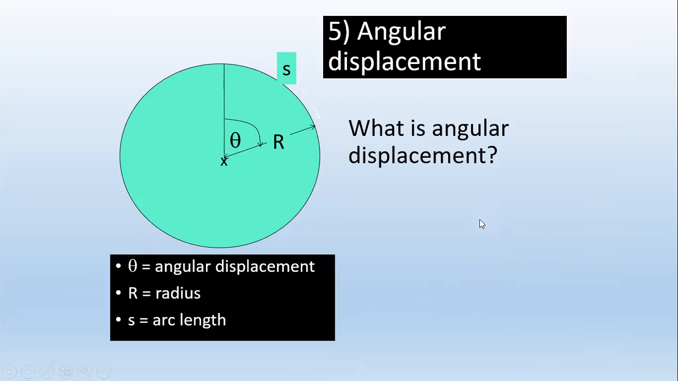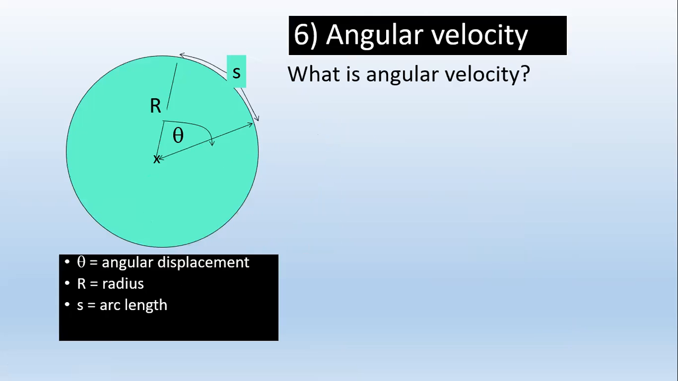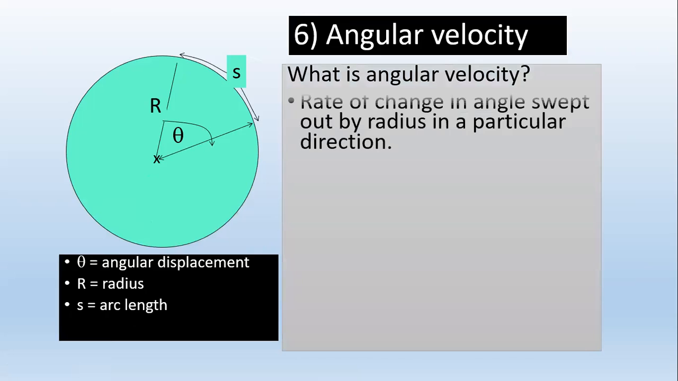What is angular displacement? Same as displacement, except we define it in terms of angle. Angle swept out by the radius. This is the radius. It turns that radius, that turn, through an angle theta. So that's the angle swept out by the radius in a particular direction. That's important because it's a vector. Unit, radian. Angular velocity: the angle is going to change with time. So we define another term, the rate of change in angle swept out by the radius in a particular direction.